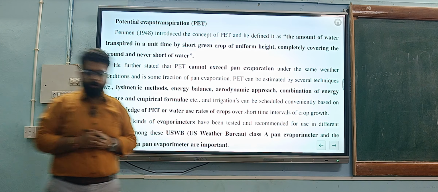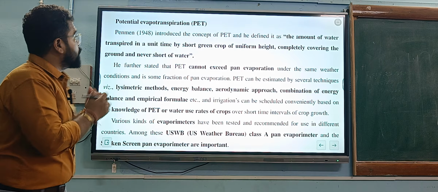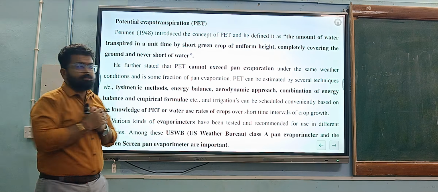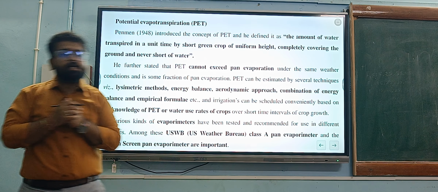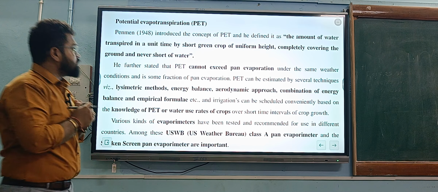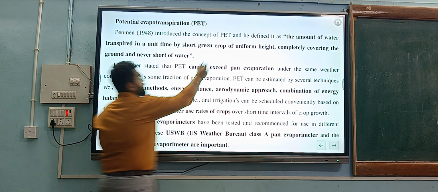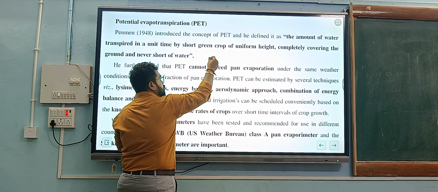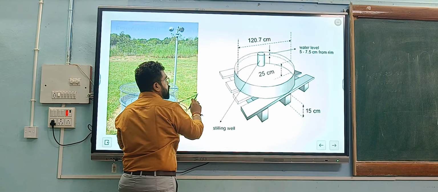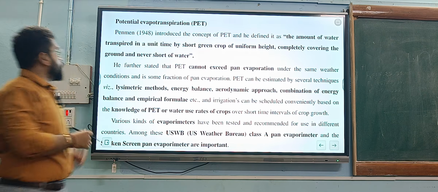Coming to potential evapotranspiration. Before understanding how evapotranspiration is calculated, we need to understand potential evapotranspiration. It was given by Penman in the year 1948. It is the amount of water transpired in a unit time by a short grass crop of uniform height, completely covering the ground and never short of water. Consider this land grown with complete grass cover and good soil under field condition, with no shortage of water. Evapotranspiration measured under such condition we call potential evapotranspiration.